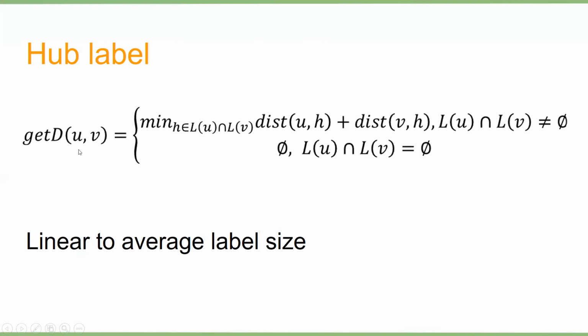If we sort the labels according to H in advance, then we can use a merge sort join to efficiently align and intersect the label sets. So for an online query, the running time is linear to the average label size.